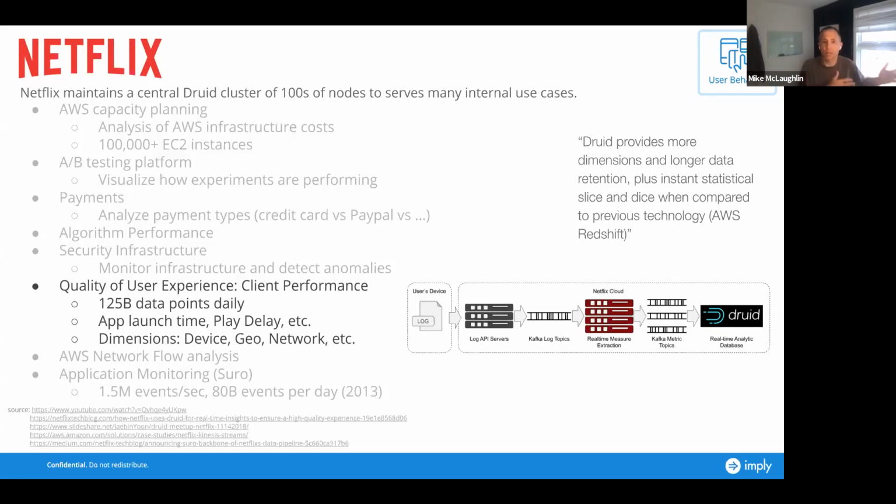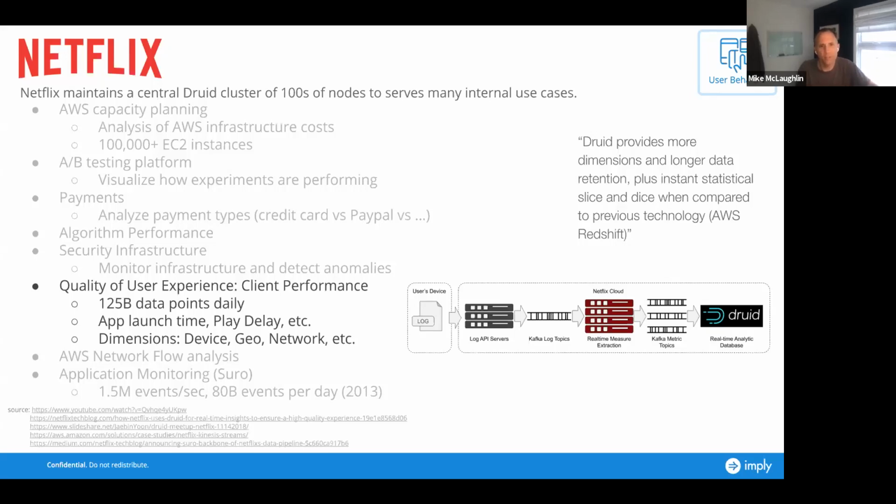If you watch that, they'll talk about how they were trying to get the play delay time down as small as they could. You can imagine the dimensions they're tracking, things like what device are you on, what's your network, where are you physically located, all those kinds of dimensions you expect them to be tracking. It's used by a bunch of different users there. They have product managers looking, as well as the engineers, at how things are performing in general.